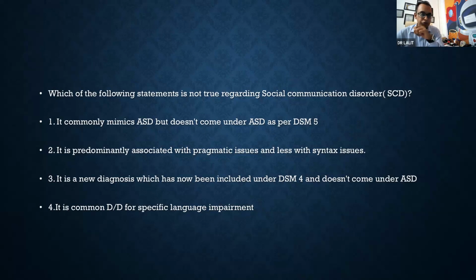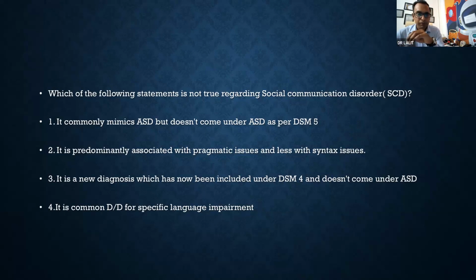Okay, I'm getting all the options 1, 2, 3, 4. So social communication disorder was not present in DSM-4. It has been included only in DSM-5, which is the latest, around 2017 or 2018. So SCD is now included in DSM-5. One thing is clear, it doesn't come under ASD as per DSM-5. This is right, because SCD is a separate diagnosis. So the first option is correct.